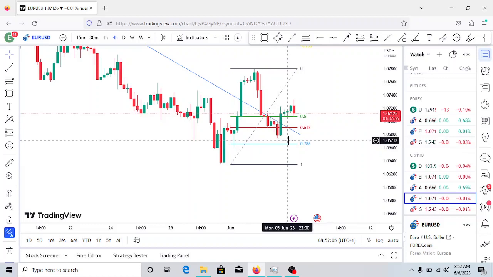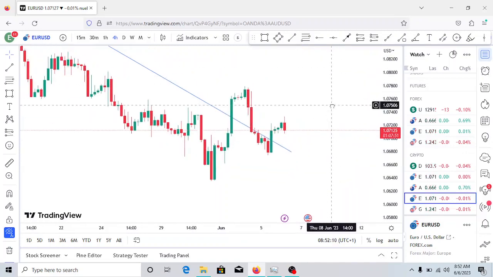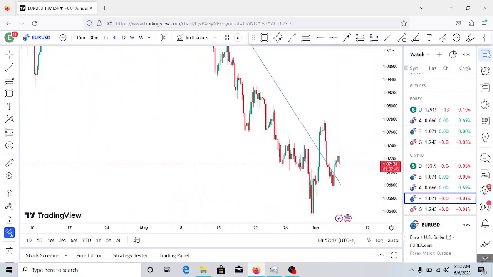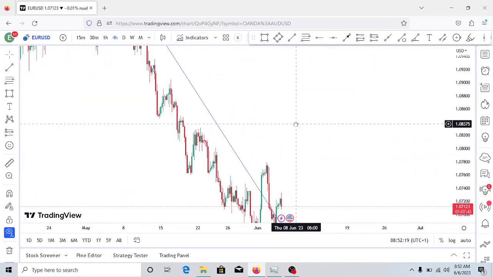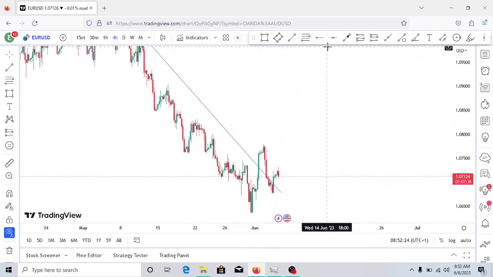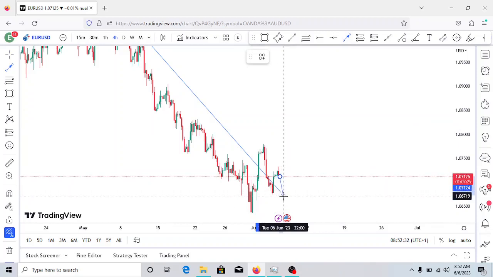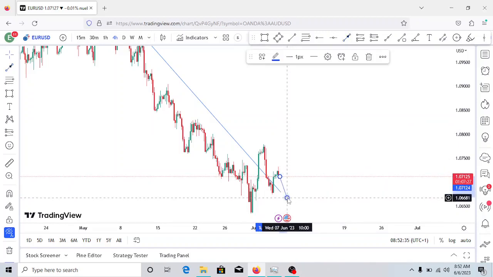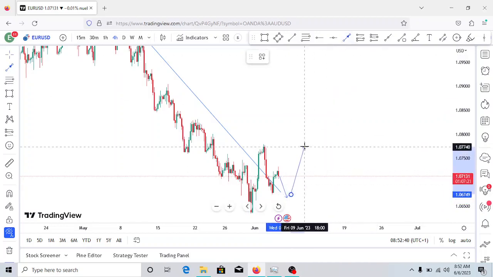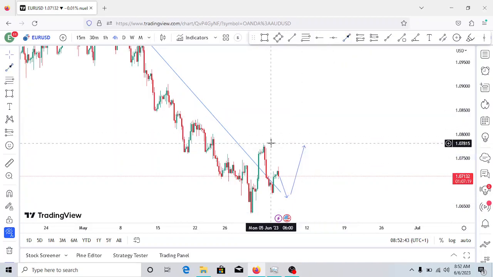So right now I'm expecting euro dollar to at least make another high here. Okay, so this is my expectation for euro dollar. Maybe it goes down, sweeps this liquidity at the bottom here, then targets here. So we'll just keep an eye on this.